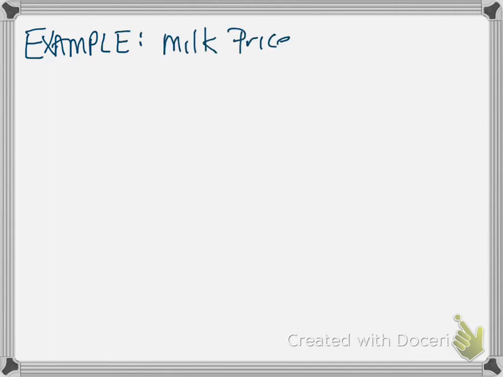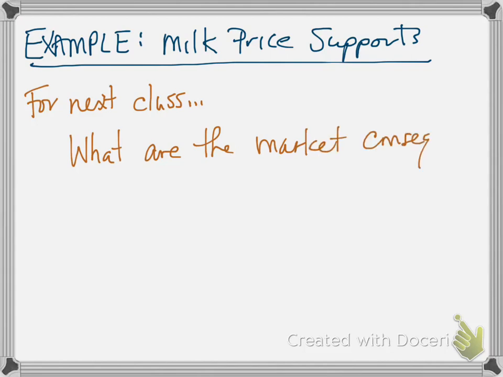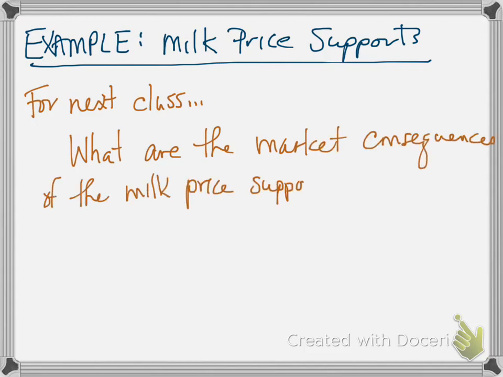An example where this occurs is milk price supports. The government supports the price of milk per gallon. It's not at its natural equilibrium price.